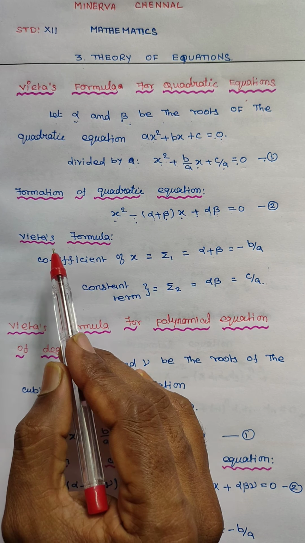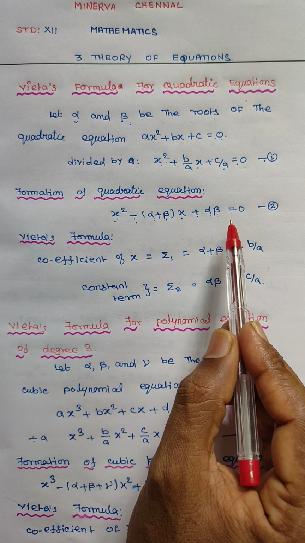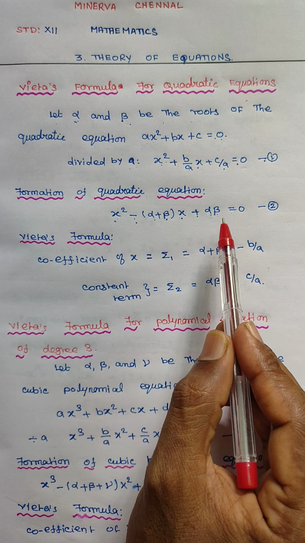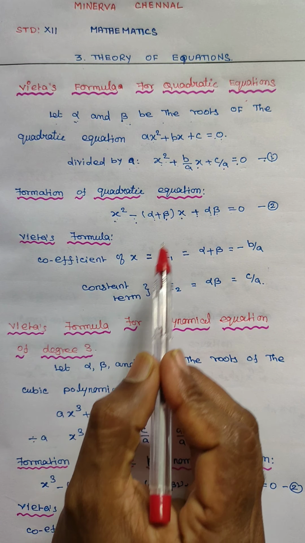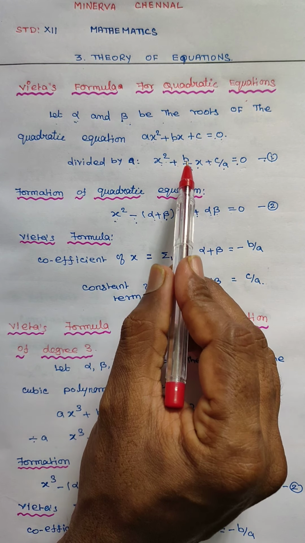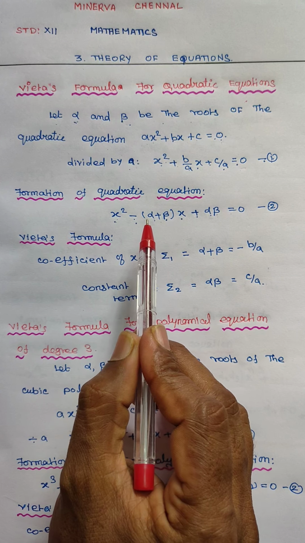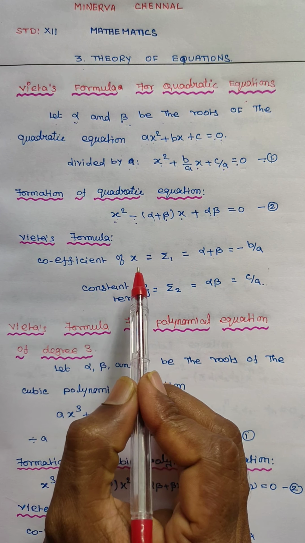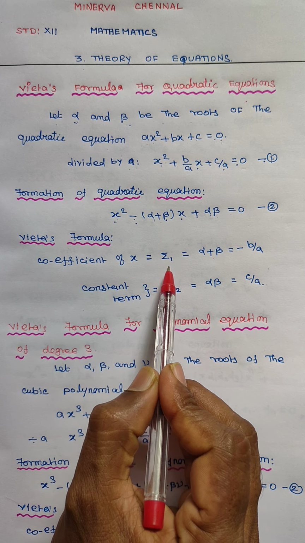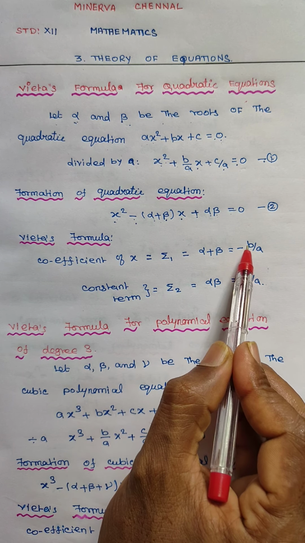Next, Vieta's formula. Comparing equation number 1 and 2, we compare the coefficients and the constant term. First, the coefficient of x. Here the coefficient of x is b by a, and here it is minus of alpha plus beta. So comparing, alpha plus beta equal to minus b by a.